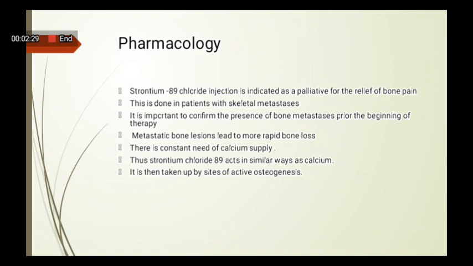Metastatic bone lesions lead to more rapid bone loss. So by saying we have to confirm, we can't just expose the patient to radiation when we don't know where exactly the metastasis of the bone has occurred. So there is a constant need of calcium supply. Thus, strontium chloride acts in similar ways as calcium. It is then taken up by sites of active osteogenesis. That's active sites where bone formation occurs.